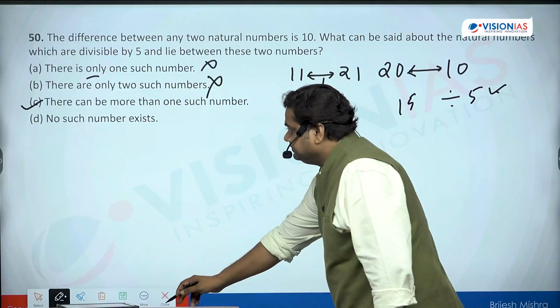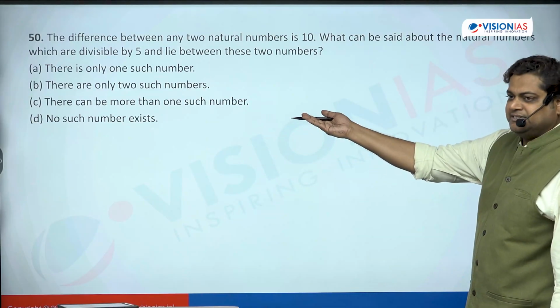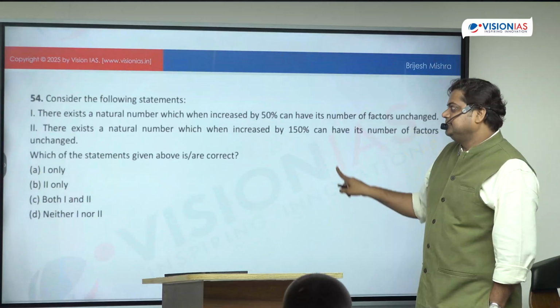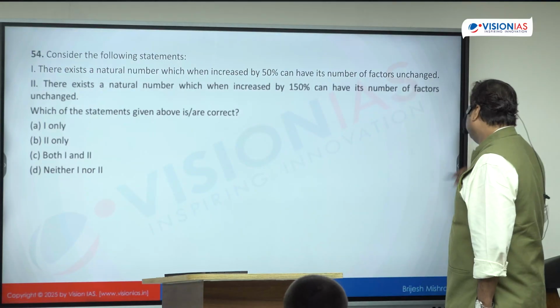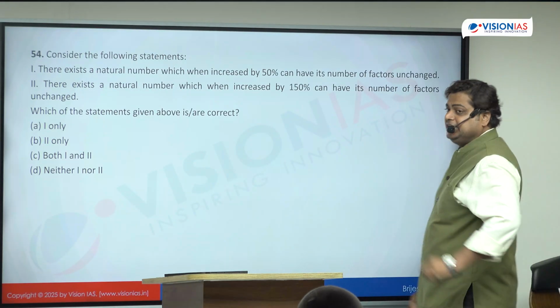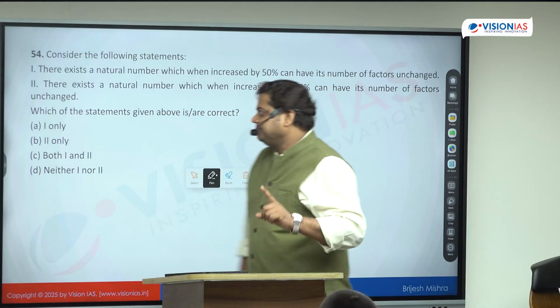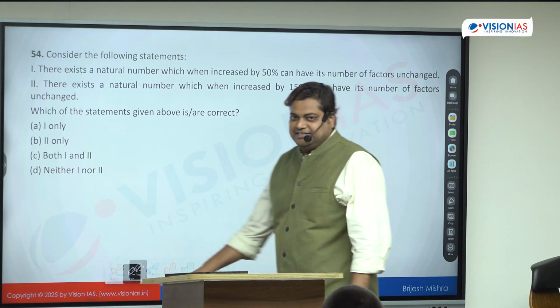Next. Now, no such number exists, so that cannot be true. We have seen it. See this. Here what happens is that the data sufficiency questions are not very difficult, but they are tricky. Why? Because of the options, the way they have changed the options.